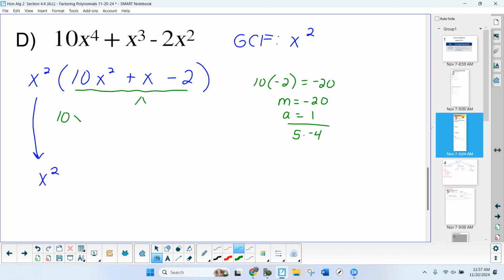And now, Laura, I'm going to break this up. So I have 10x squared. And then which one do you want to put first here? 5. So plus 5x minus 4x minus 2. And that's a legal move because if I combine my like terms, I get back up to x. Now, factor by grouping. What can you pull out of these guys? 5x. And when you do, what do you have left? 2x plus 1.